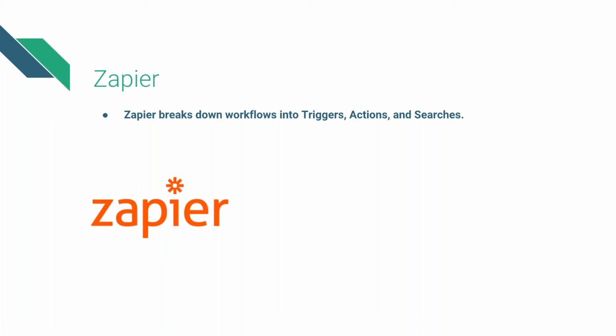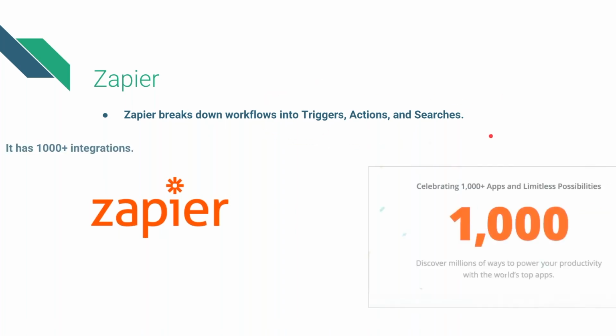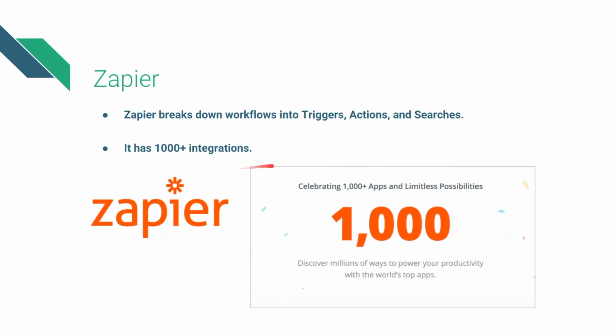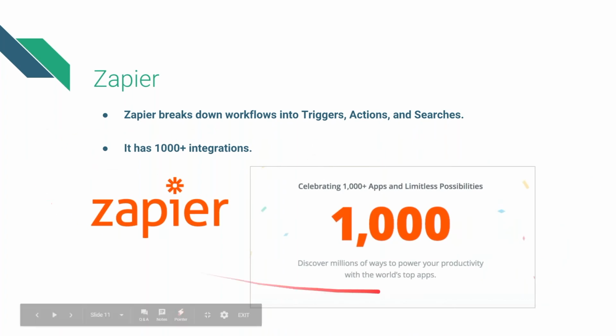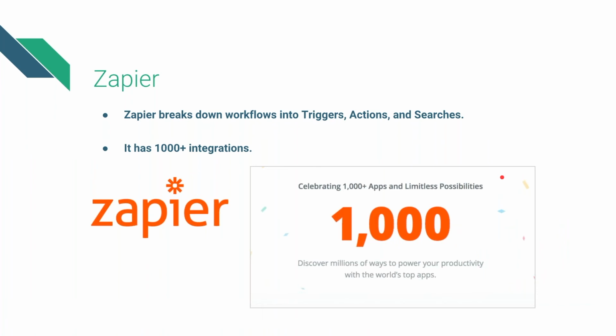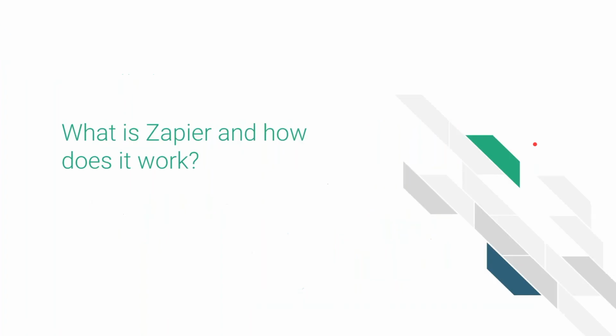So that's kind of a piece that goes in there, and we're going to talk about triggers, actions, and searches here a little bit more, but I wanted to give you a brief idea. Zapier has 1,000+ integrations right now, which is amazing. They're already integrated with a lot of different platforms for you, which makes your job a little easier.